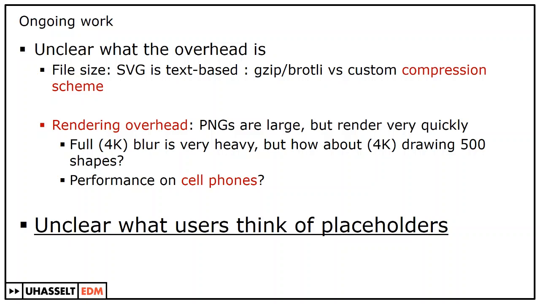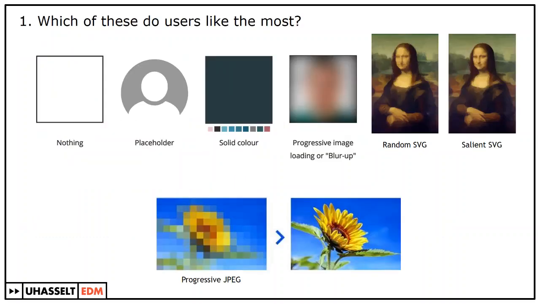But the real thing that is also very unclear, and this is the main reason actually that we started doing this research, where we want to go to, is that it's very unclear what users actually think of this method of using placeholders. As I said, there are plenty of high-profile websites like Google, like Facebook, using these techniques, so they must have some positive impact on their metrics, but it's unclear which of these users prefer and why, and if they would actually prefer the more high-quality SVGs over the others. So that's something that we can research.